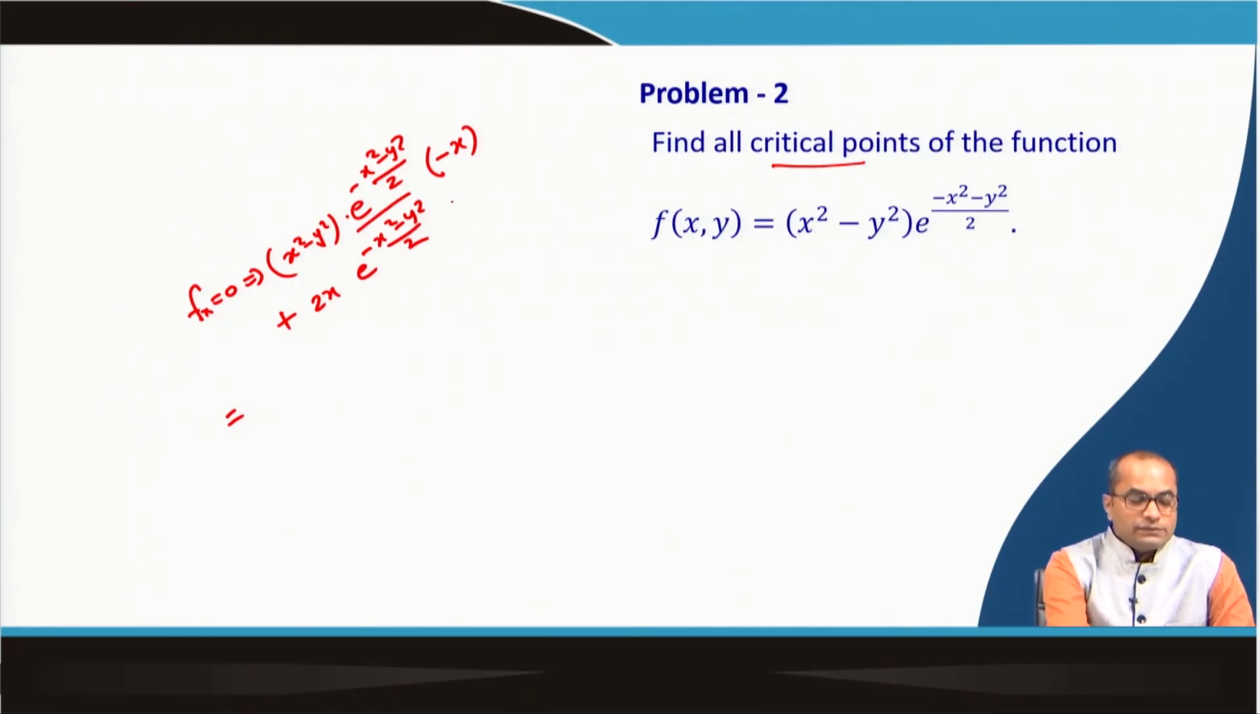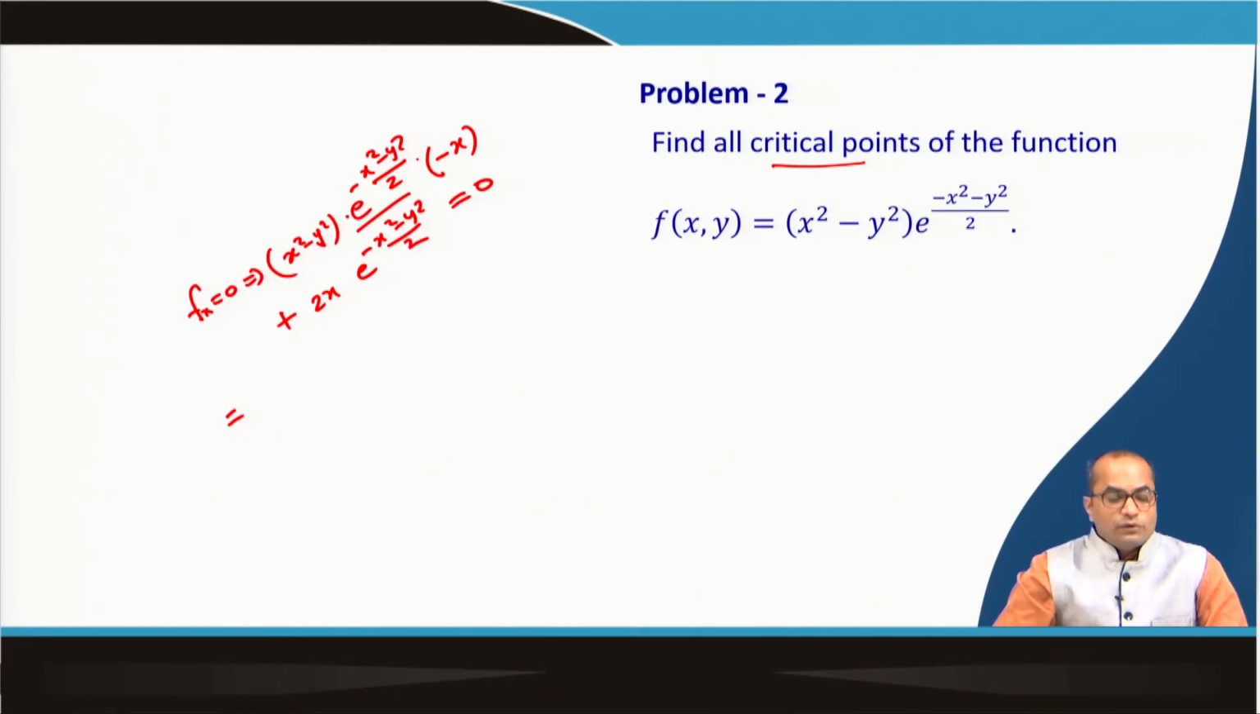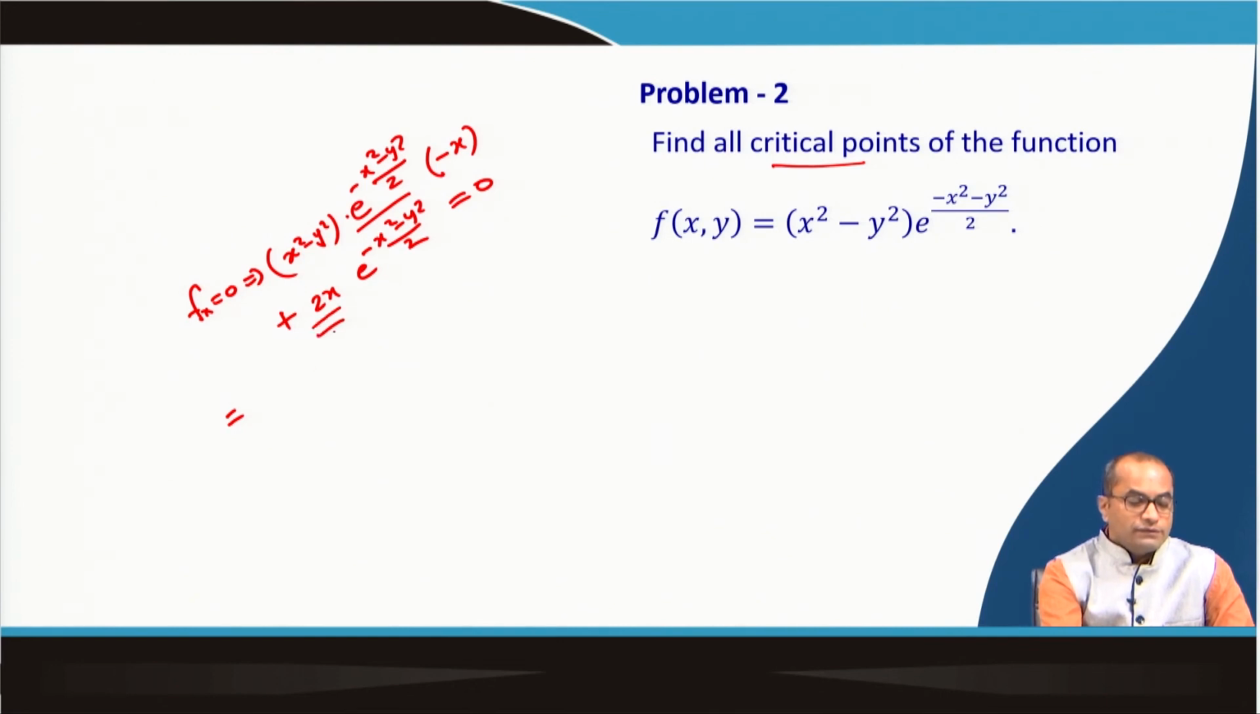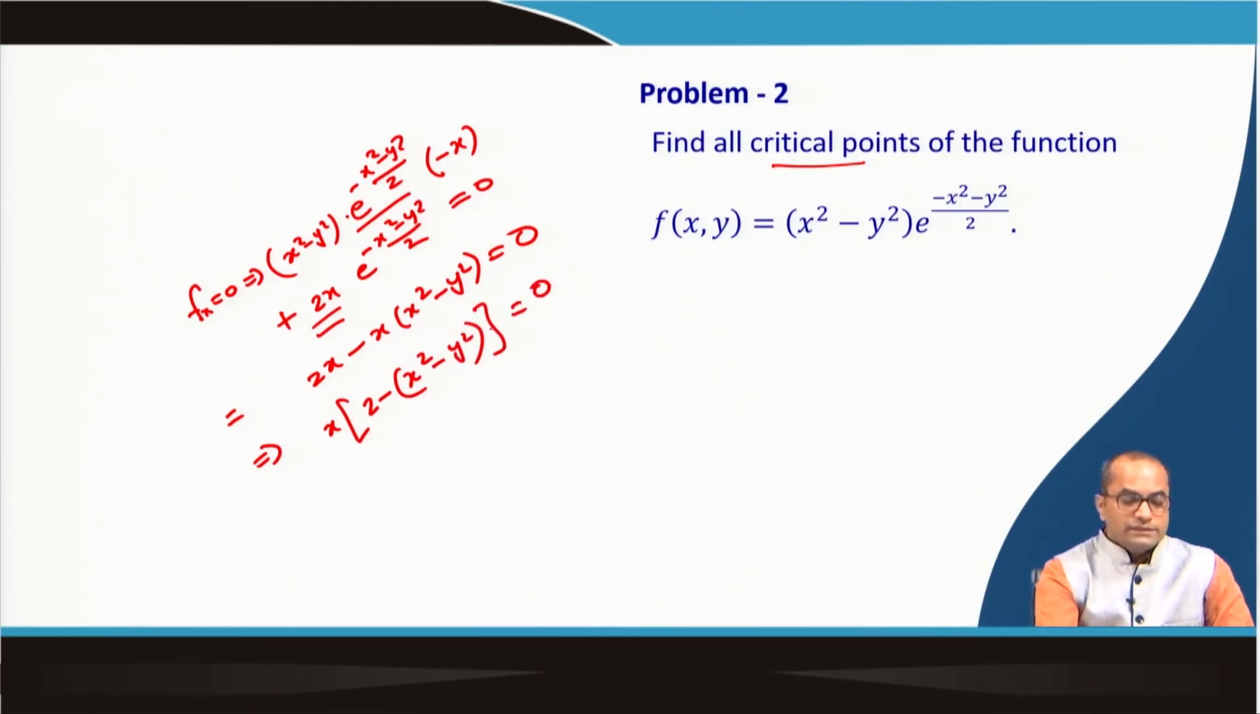This expression will be set to 0. So e to the power minus (x² + y²)/2 will not be 0, so we can remove this from here. What we will get from here, we have the 2x, and there we have minus x, and x² minus 1 is equal to 0. So x times (2 minus x² minus y²) is equal to 0. So this is one equation we got.